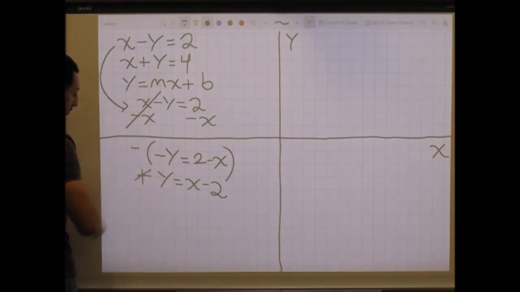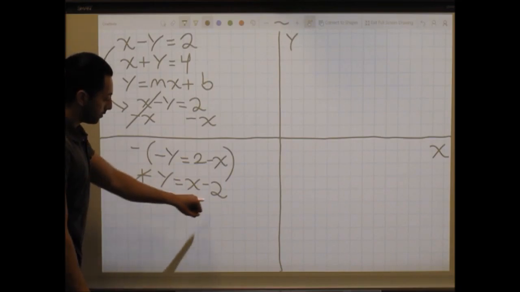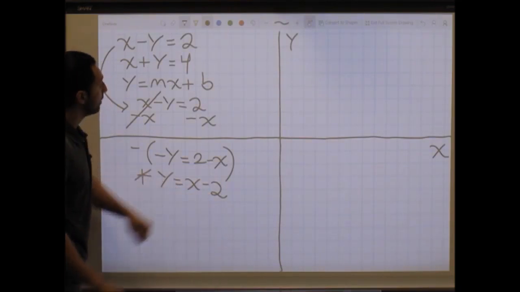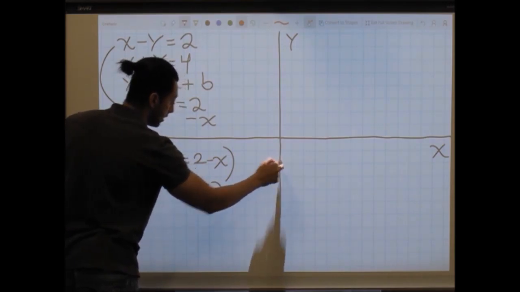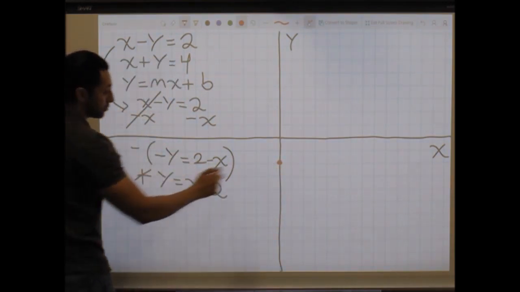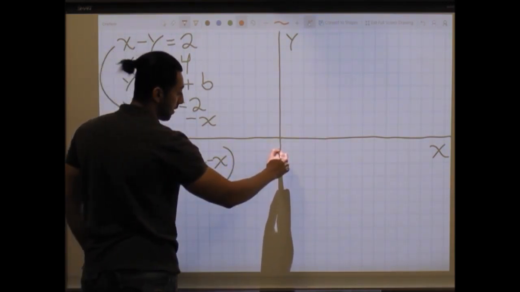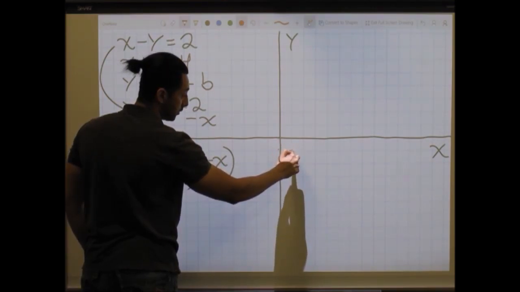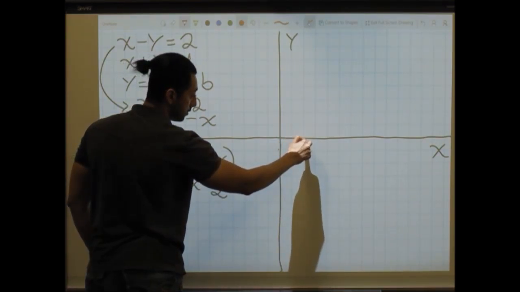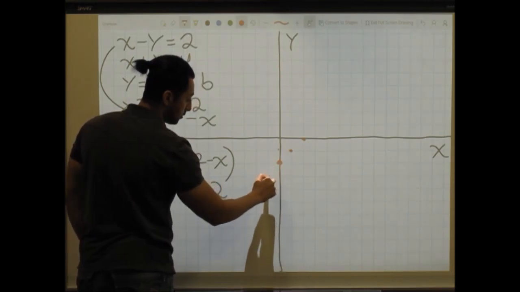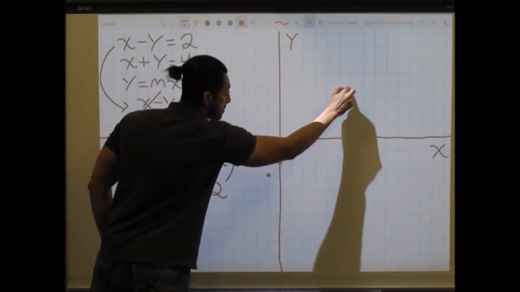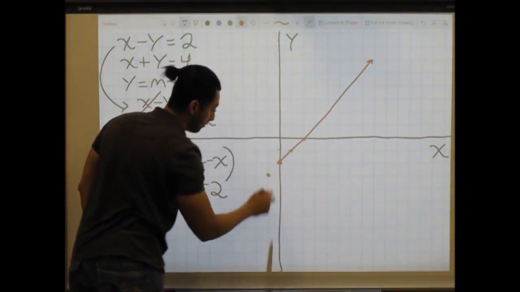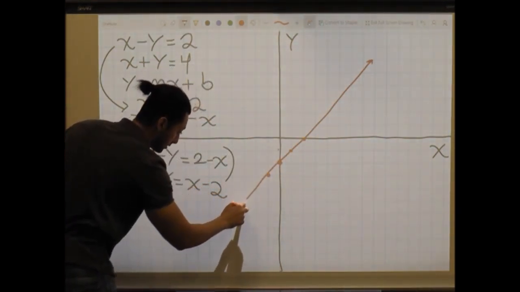So this is going to be one of my equations that I'm going to graph. Our y-intercept is negative 2, so I'm going to start right here at negative 2. And my slope is 1, so I'm just going to rise 1 and run 1. Up 1 over 1, up 1 over 1, just to get a feel of what this line would look like.